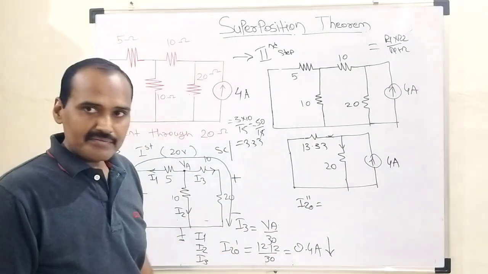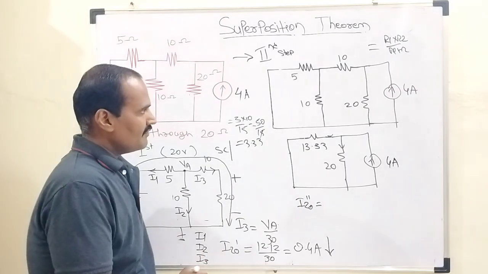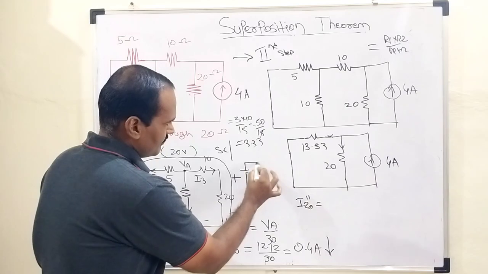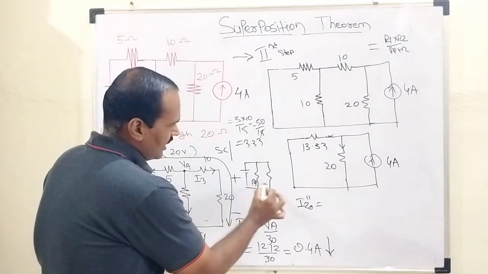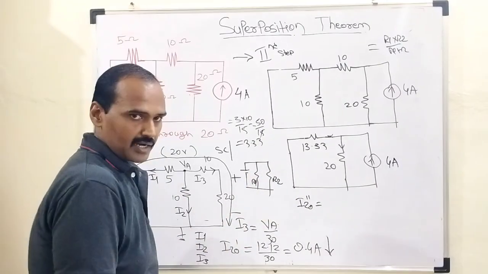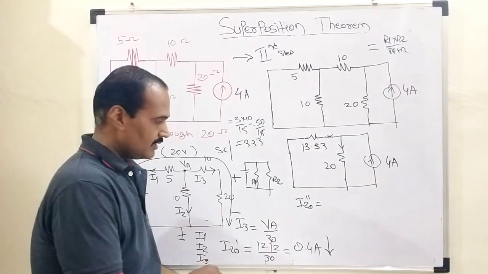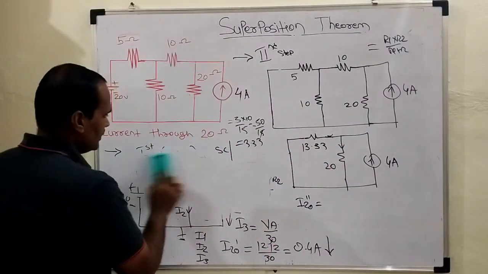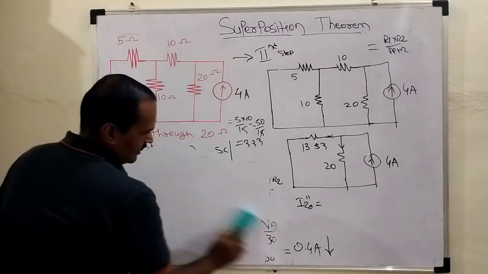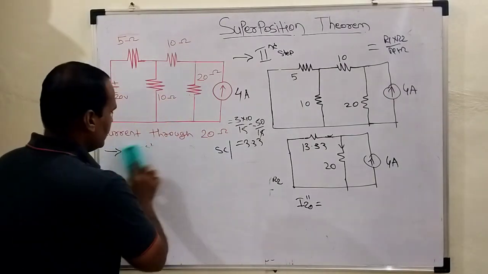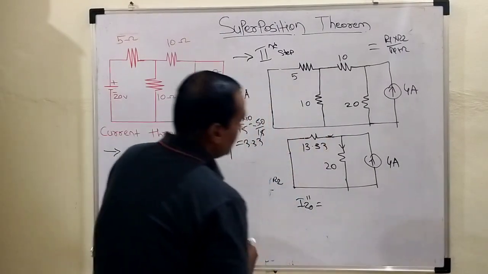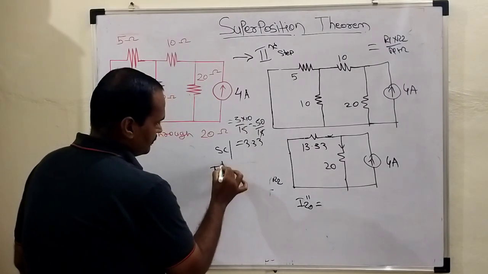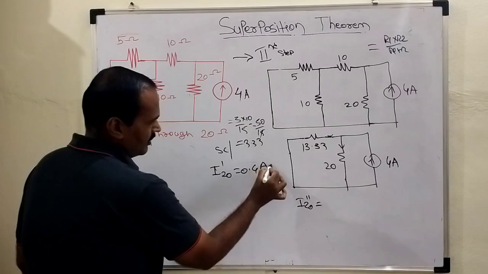This current division rule says that if we have such a circuit, this is the battery, this is R1 and this is R2. Meanwhile, I will erase this previous network in order to explain the working of this current division rule. Meanwhile, I will write here I20 single dash is 0.4 ampere.